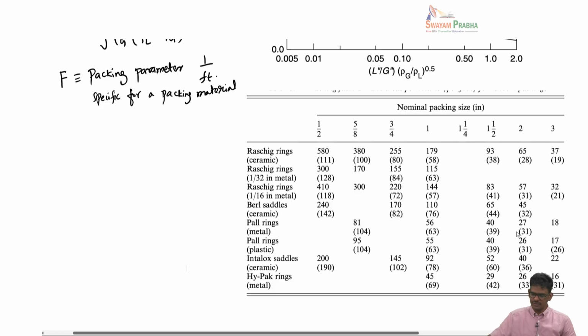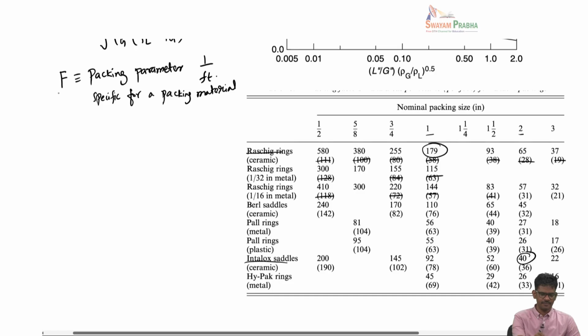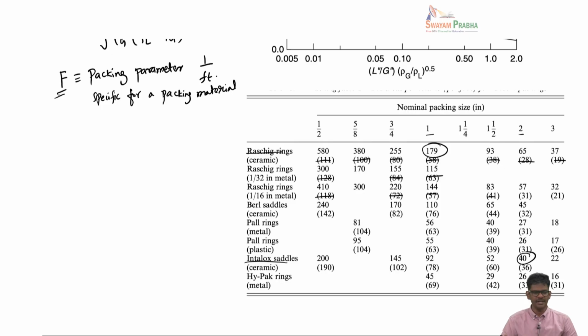Right now don't look at all the values given in the parenthesis. This is not useful right now. Look at only the values given in the non-parenthetic information. For example, if you want to use a Raschig ring of 1 inch, you will see this F parameter. F is 179 1 over foot. Let's say if you want to use Intalox saddles of 2 inch, you would read this value to be 40. So this packing parameter F depends on the packing material and its size, and that's something you get from this kind of plot or tables.